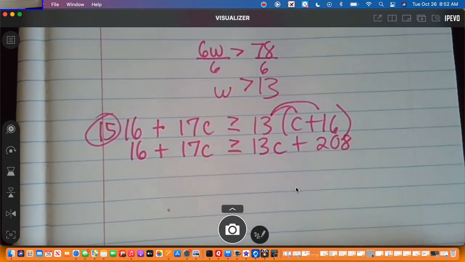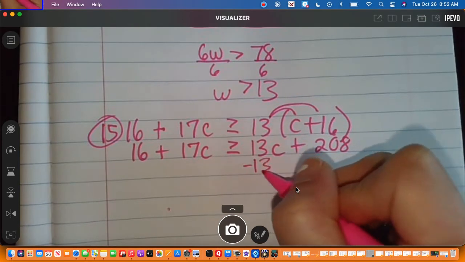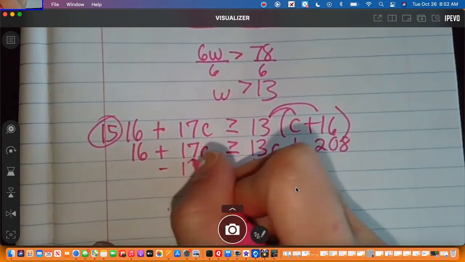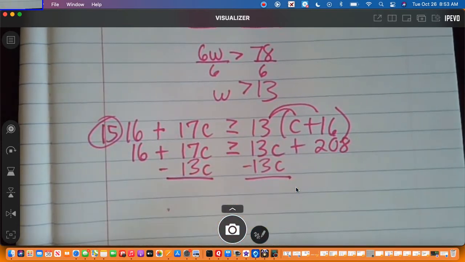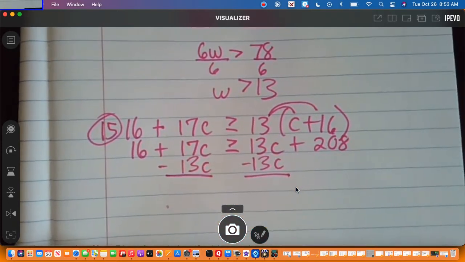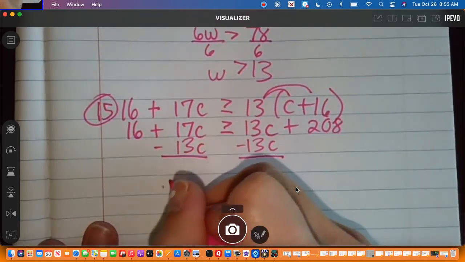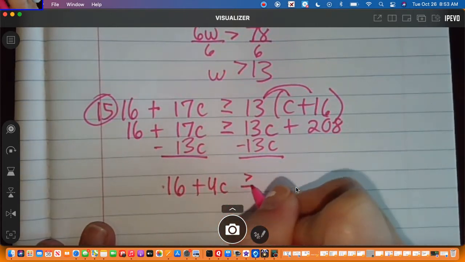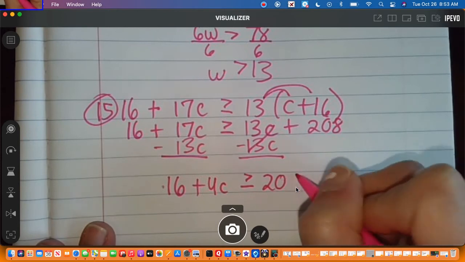Now, you need to get your C's together. You have some on the left and some on the right, so let's move some. I'm going to move the 13. It doesn't matter if you move the 17. I just don't like to deal with negatives, so I always move the smaller one. So I get 16 plus 4C greater than or equal to 208.